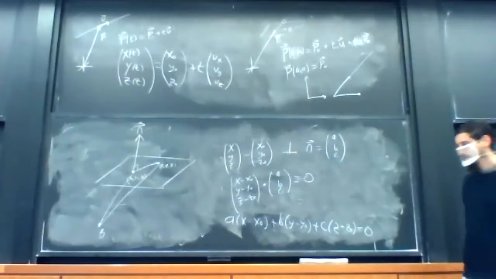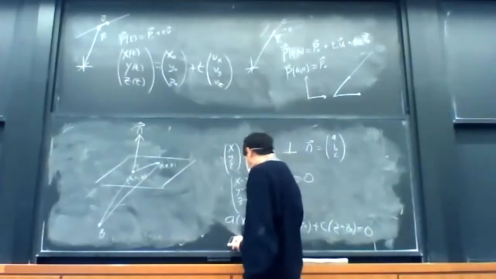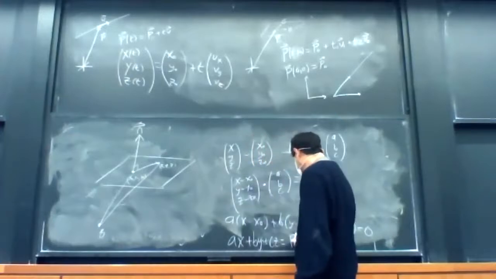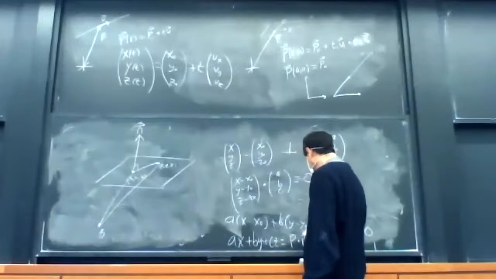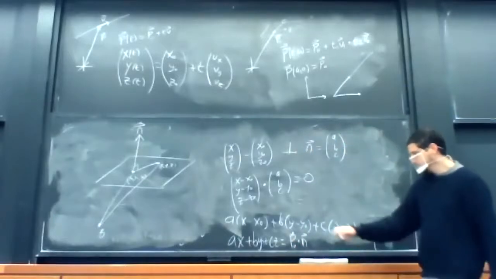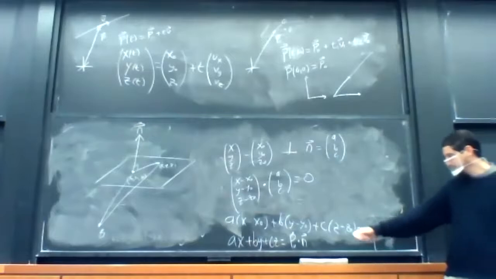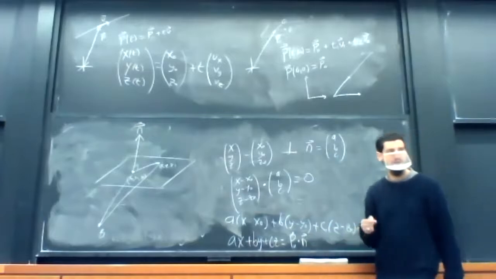Okay? You can also write this as ax plus by plus cz equals p naught dotted with the normal. If you just bring the a x naught, b y naught, c z naught over to the other side, it's actually just p naught dotted with the normal.